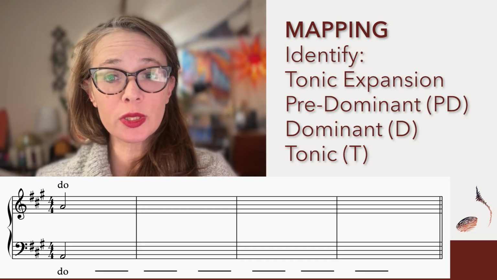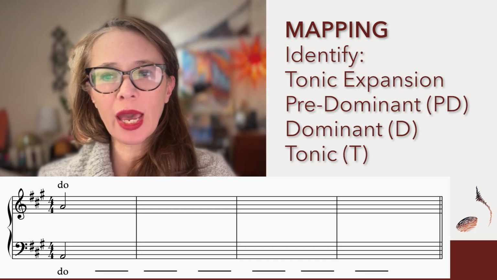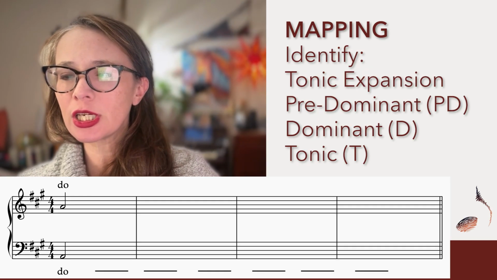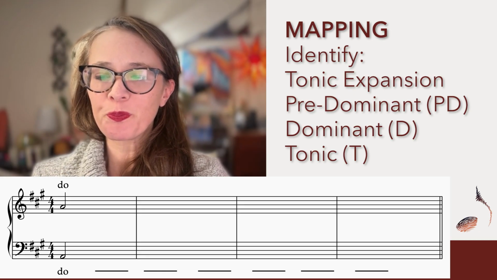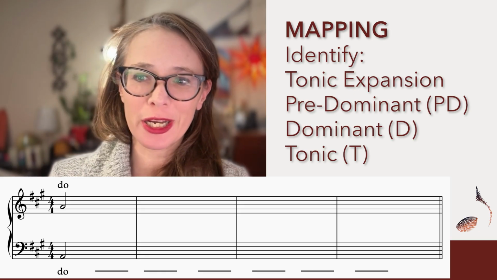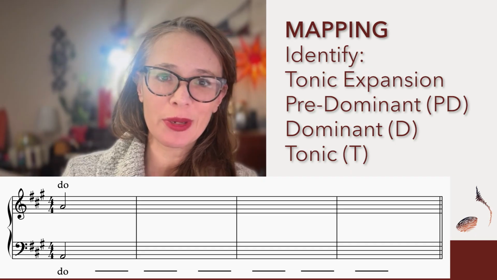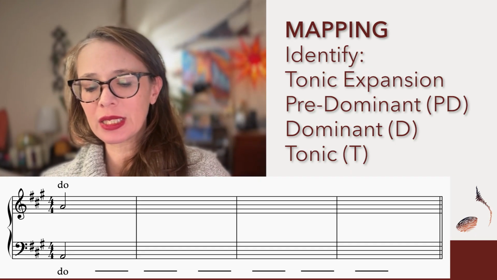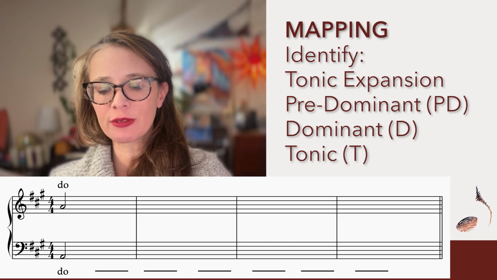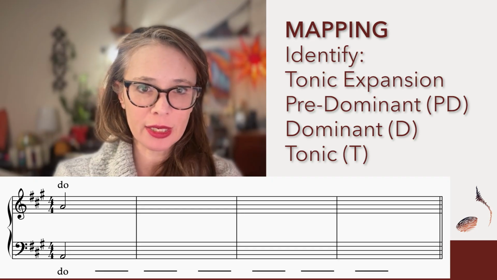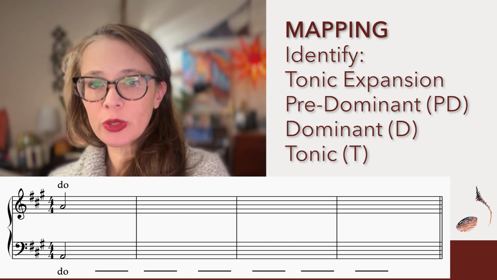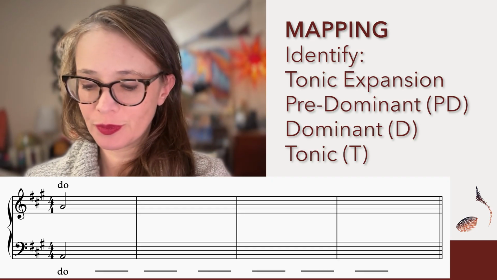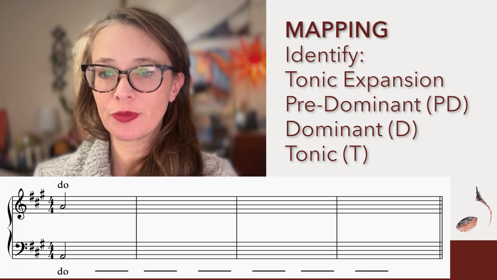Good. Okay, let's listen to it once more. So hopefully you had a sense of where something was changing. You could also, by some logic, deduce where the predominant, the dominant, and the tonic happen. But let's just listen, see if you can feel where that shift from tonic expansion to motion towards the cadence happens. Okay, let's give it a go.